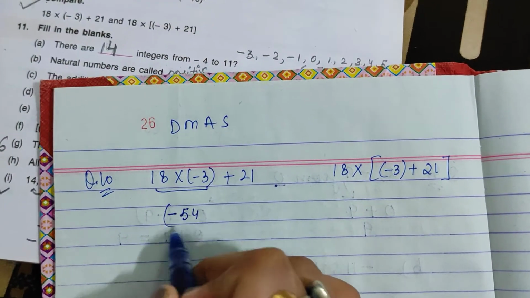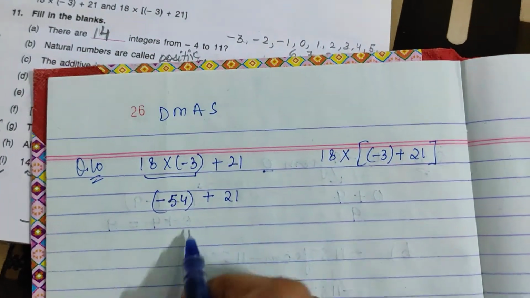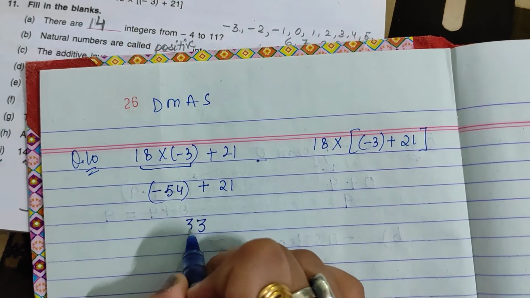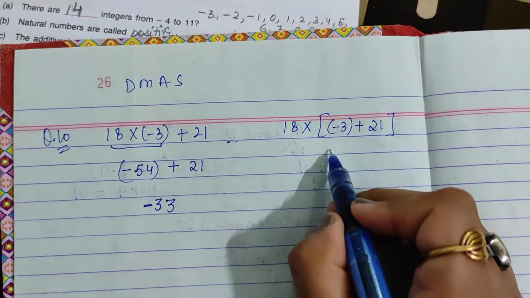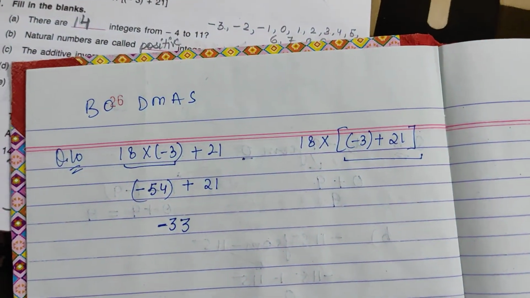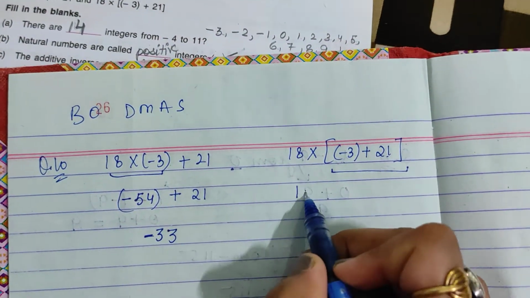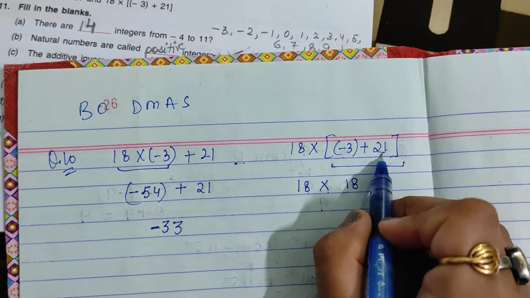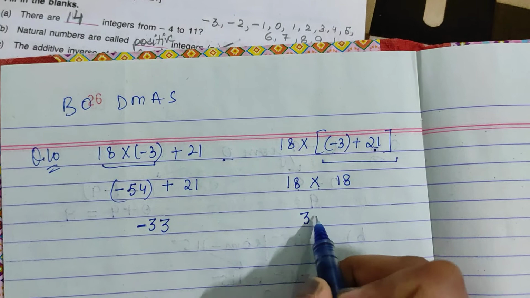18 3s are 54. Minus 54 plus 21. 1 positive, 1 negative. We will subtract them. It will give you minus 33. Okay. But here the brackets are given to you. So according to BODMAS, the bracket needs to be solved first. 21 minus 3 will give you 18 and positive 18, because the largest number is positive. 18 into 18 will give you 324.